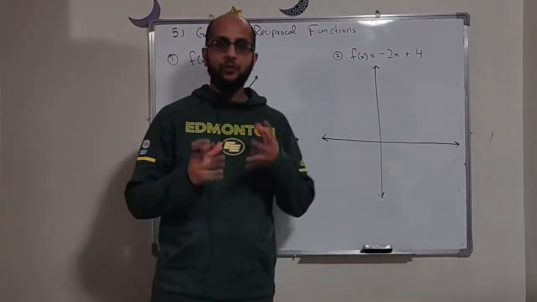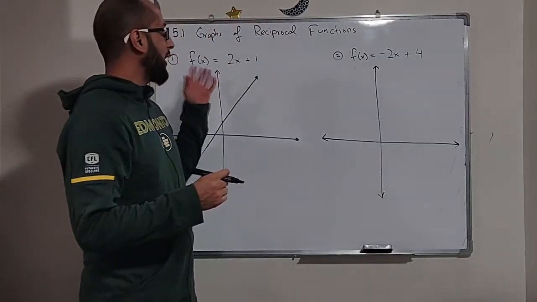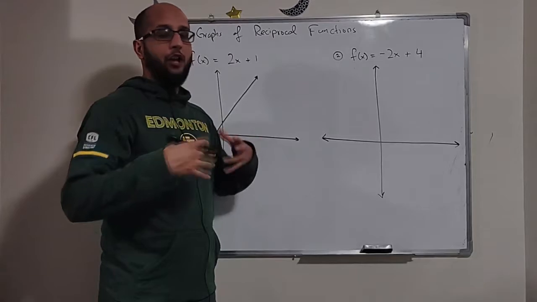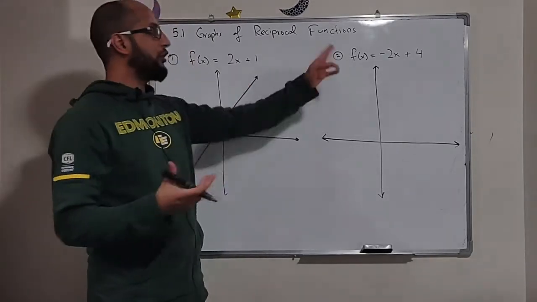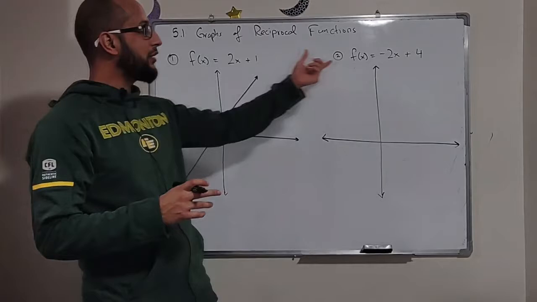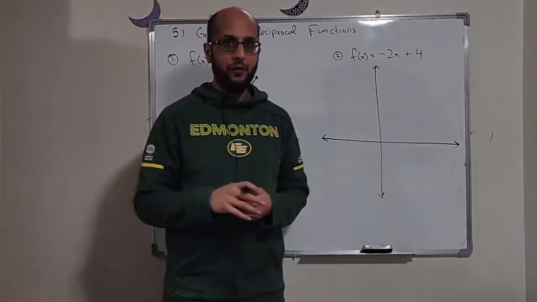Okay, so the next section, 5.1, is the graphs of reciprocal functions. We're going to look at what happens to the reciprocal function and how to graph a reciprocal function based on the original. There are going to be two types of questions we're going to do. One is when there is a linear equation and when there is a quadratic equation that's part of the reciprocal.